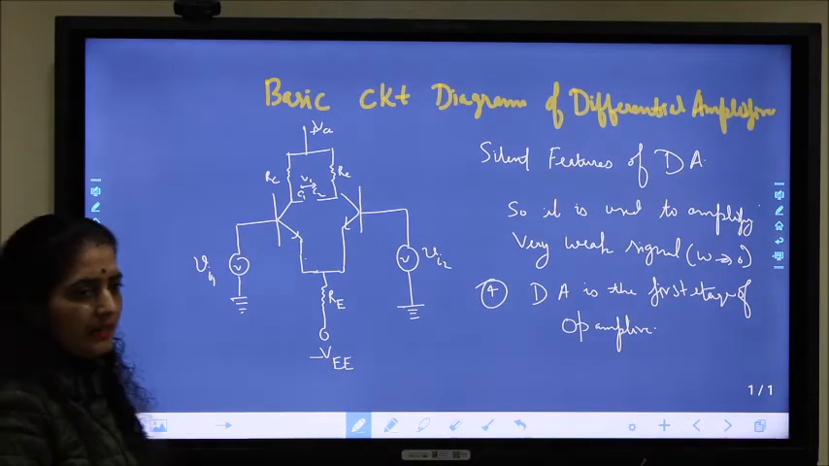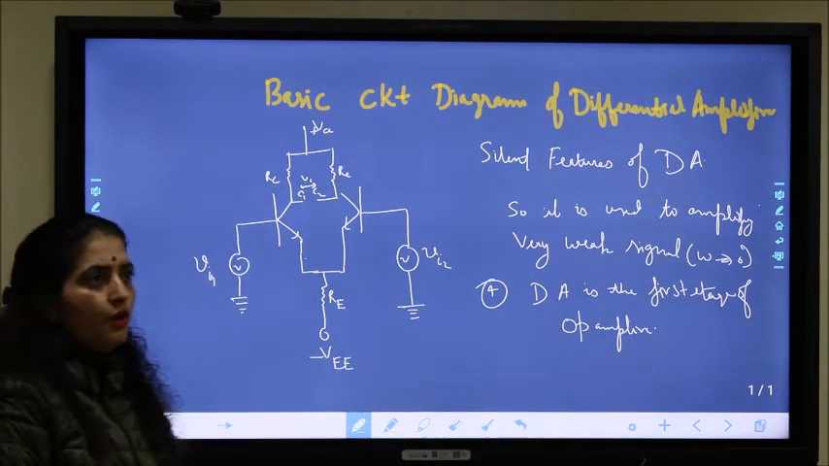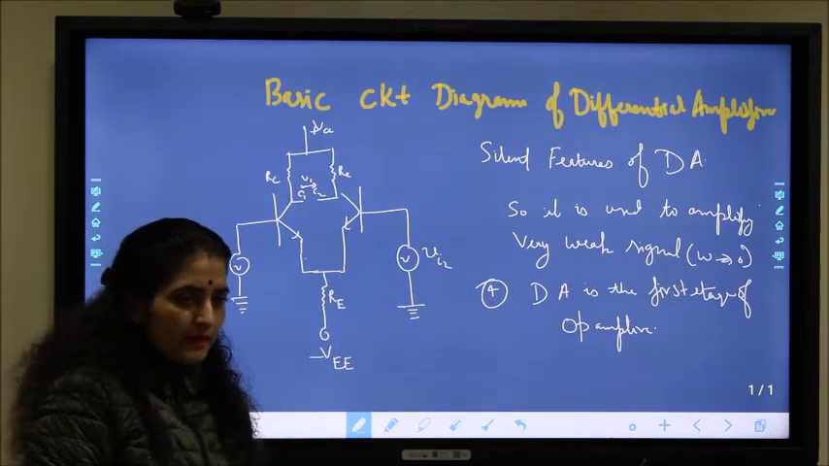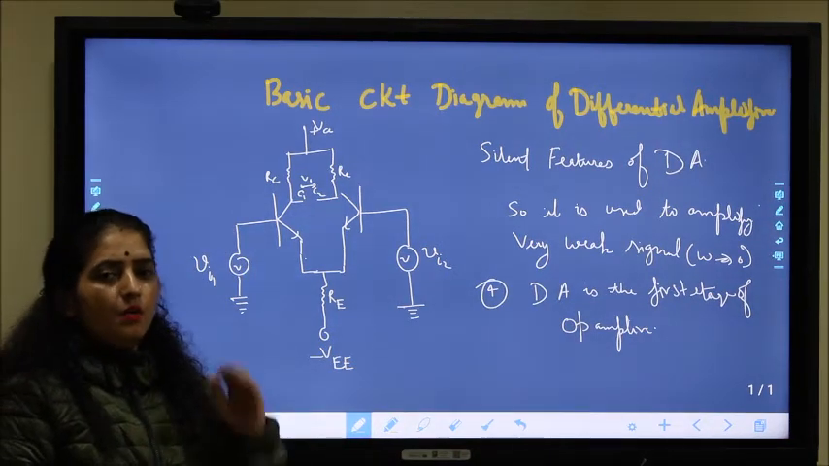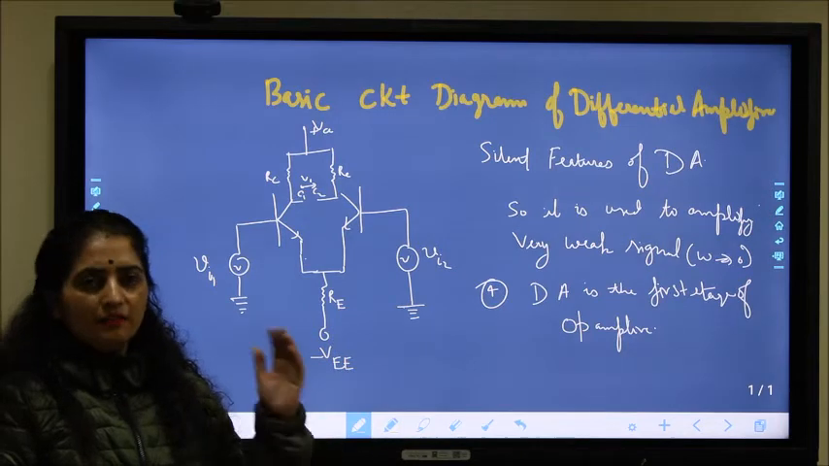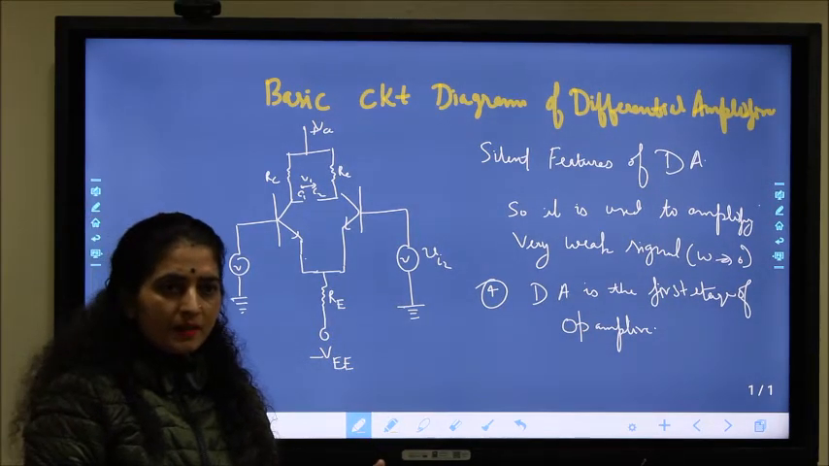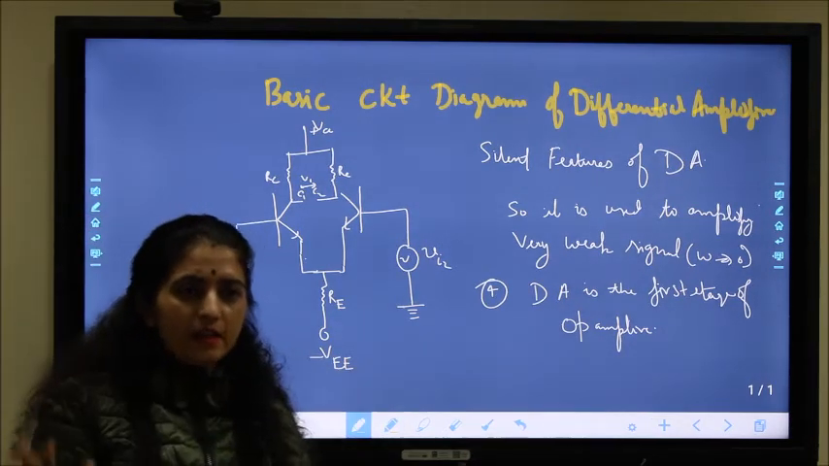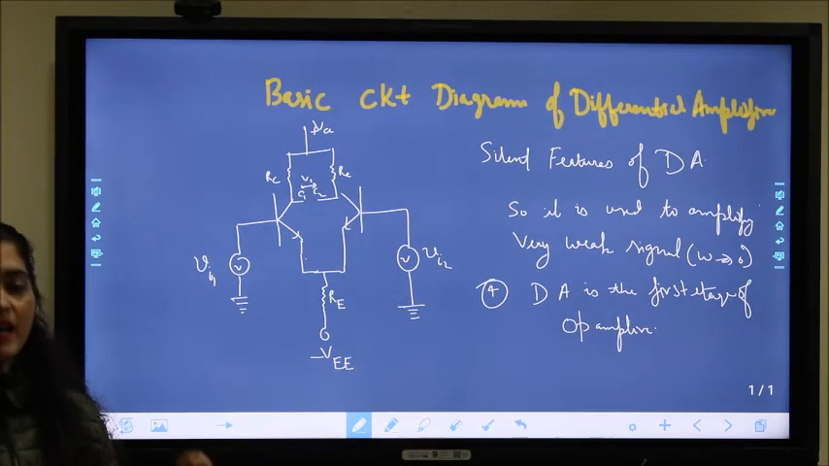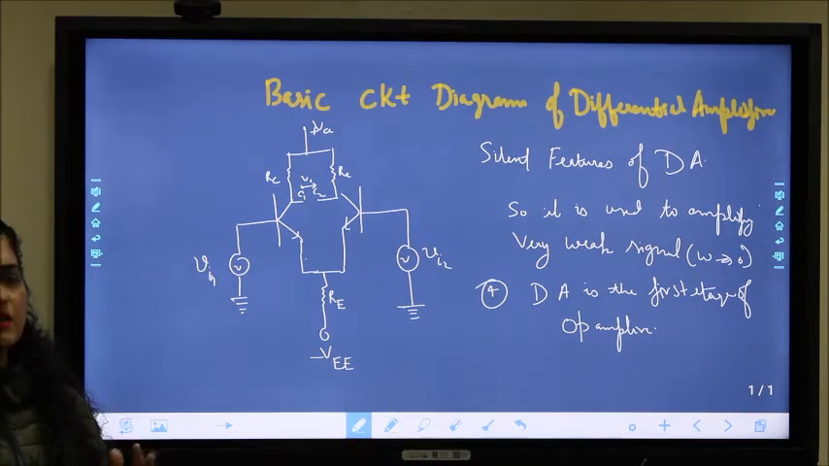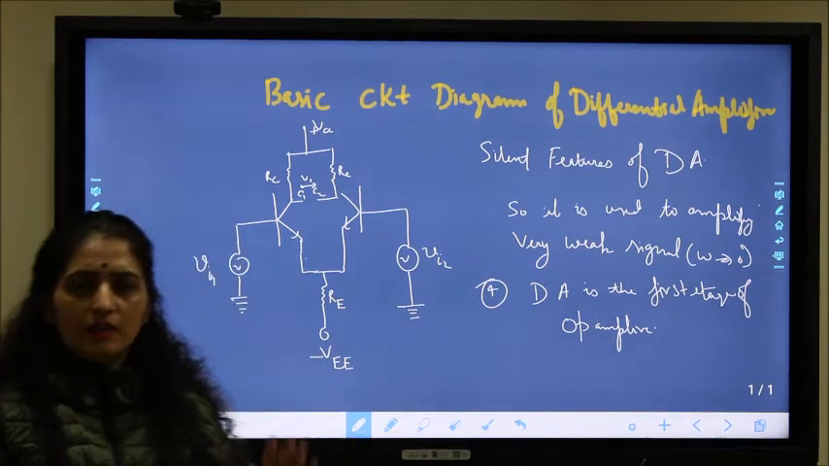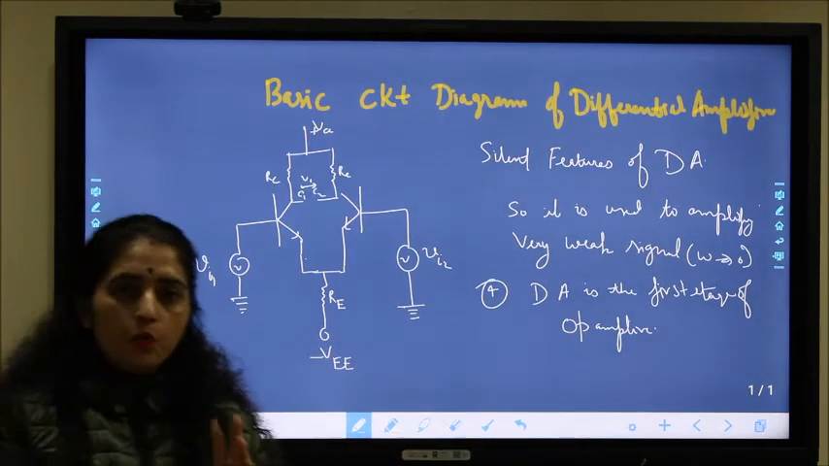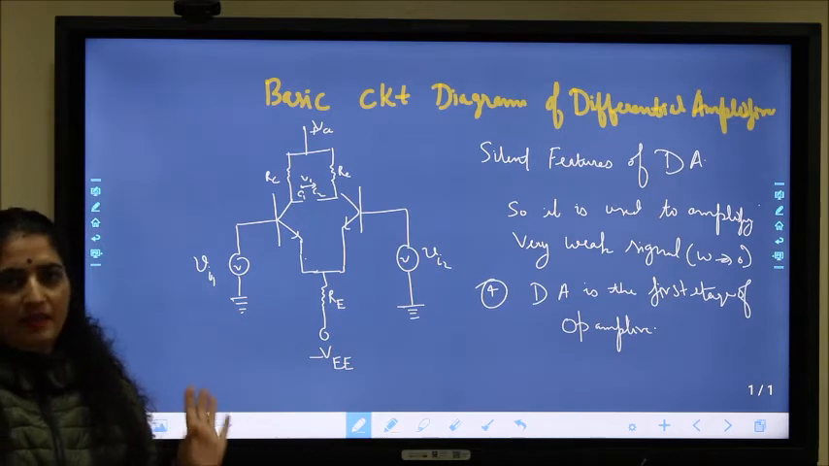Now we have discussed the four salient features. First, the difference of two inputs can be amplified. Second, if we ground one input, then it acts as a conventional amplifier. Third, it is directly coupled, so it is used to amplify very weak signals, that is, signals having very low frequencies, such as DC signals. And fourth, it is the first stage of an operational amplifier.